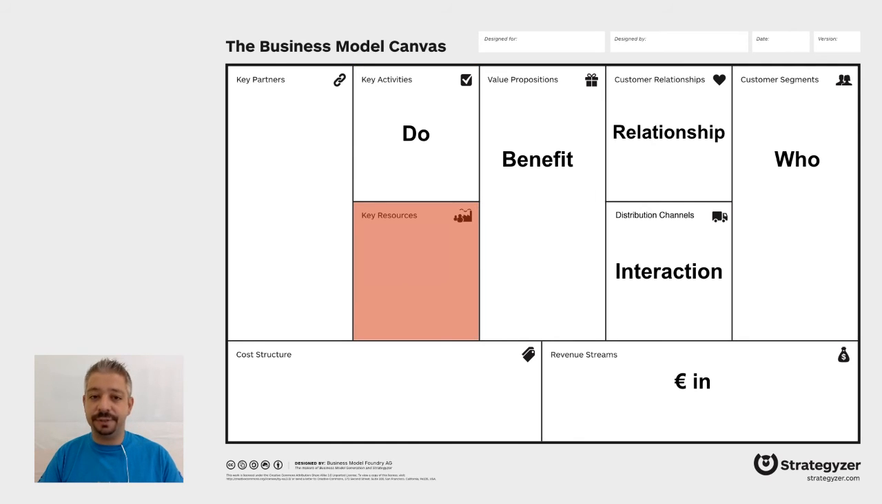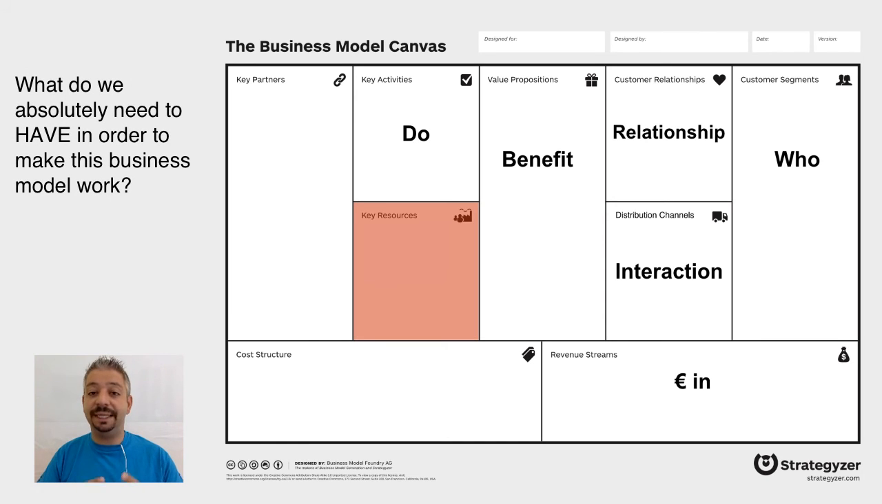In the key resources, write all the key resources or assets that you rely on in order to make your business model work. If your startup has a patent, this is a good place to write intellectual property. You could have a franchise deal or need massive server rooms or network infrastructure. This is where you ask yourself the question, what do we absolutely need to have in order to make this business model work?